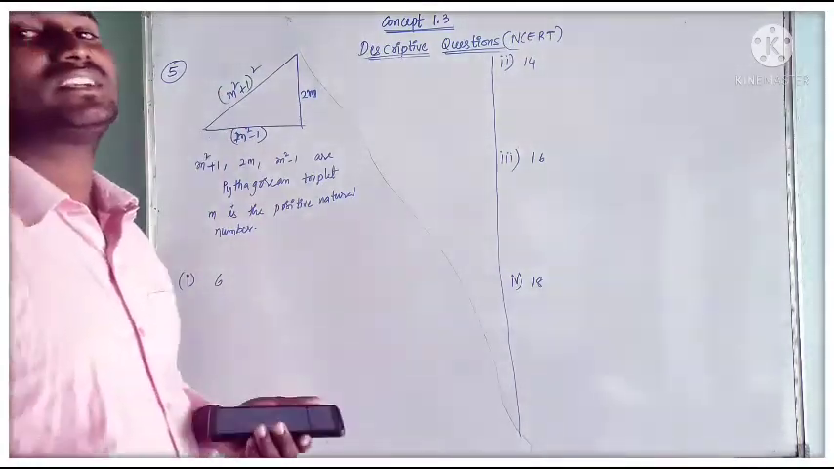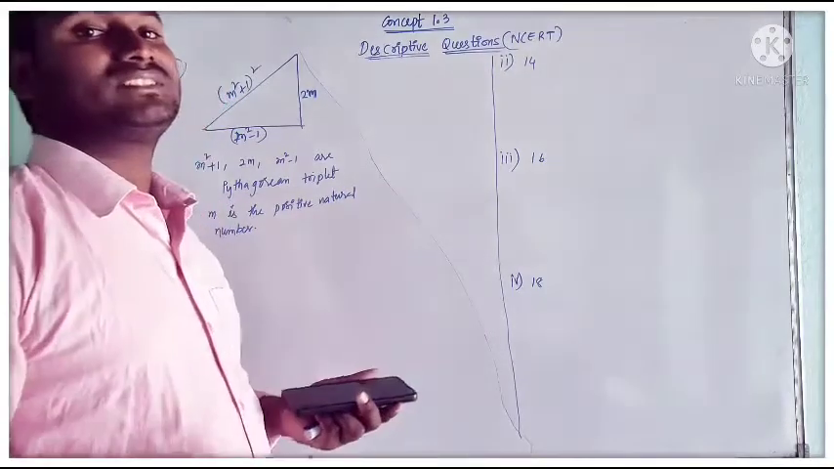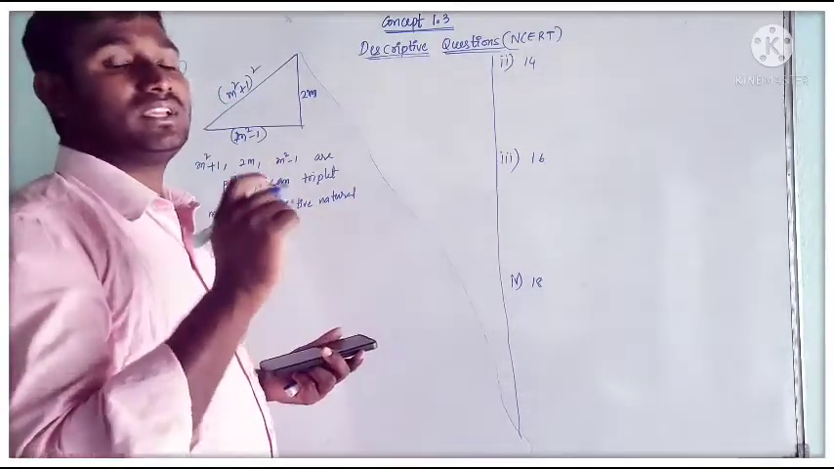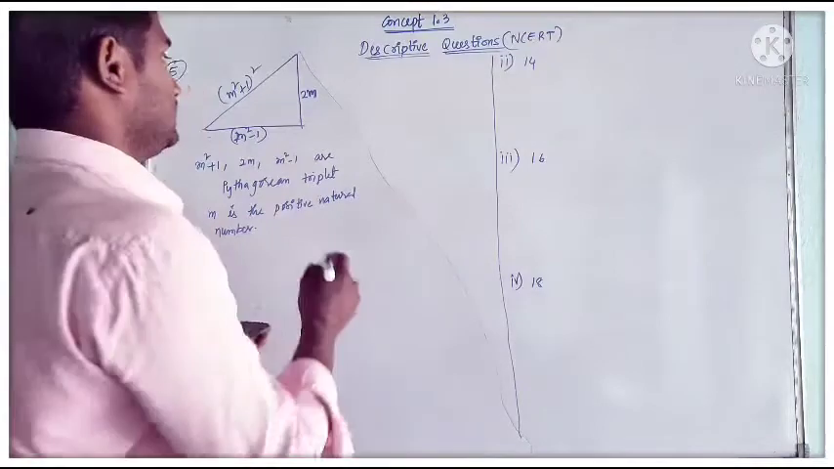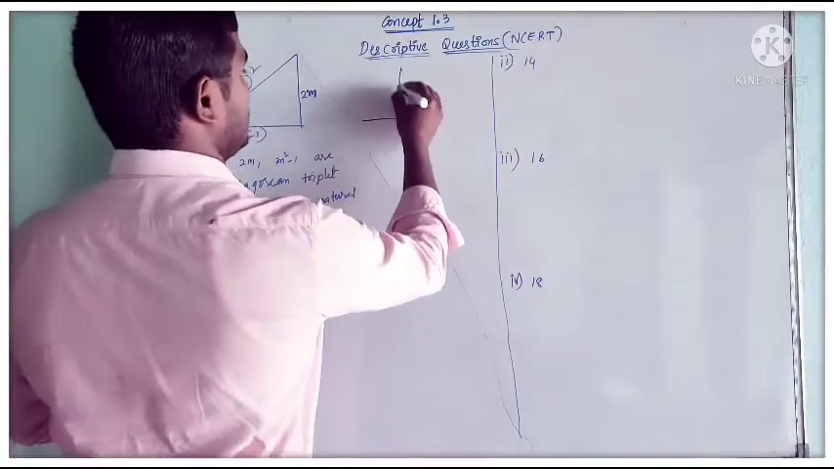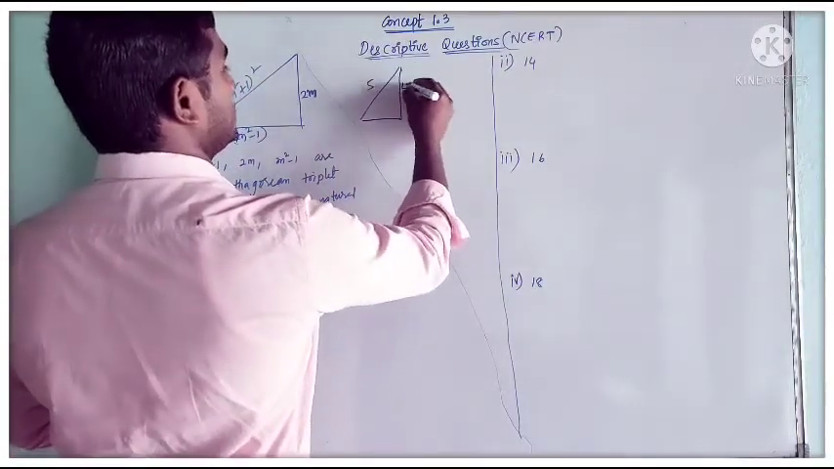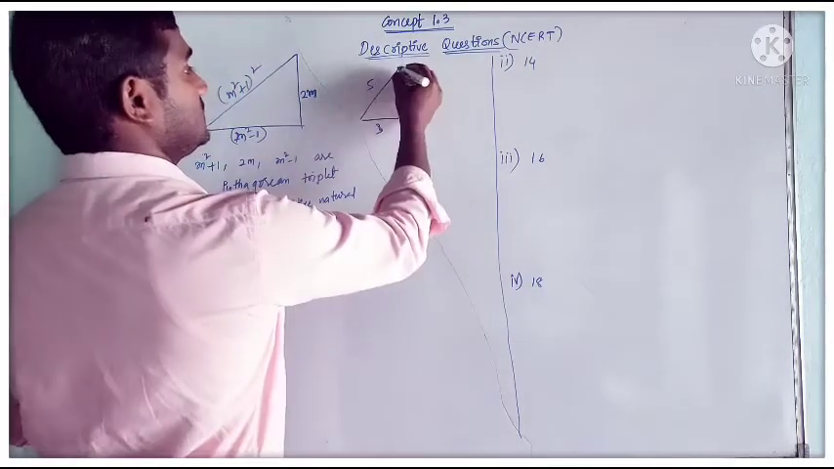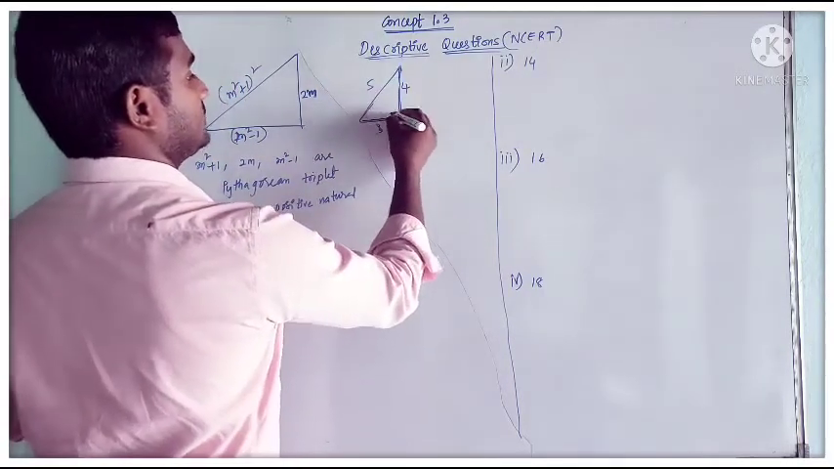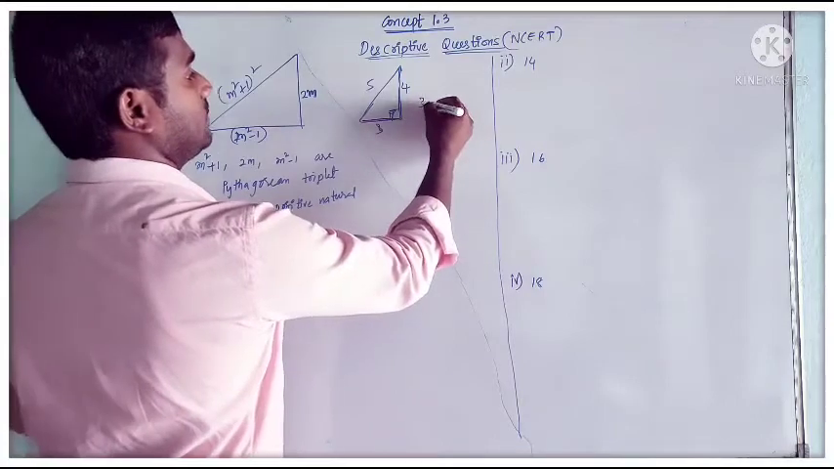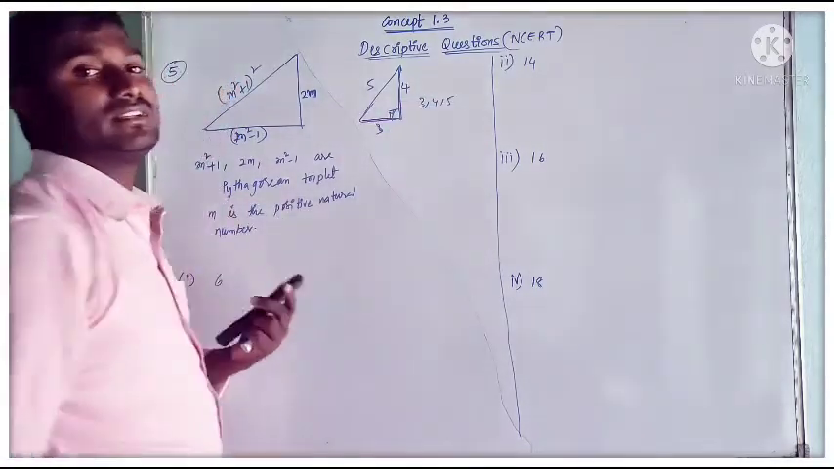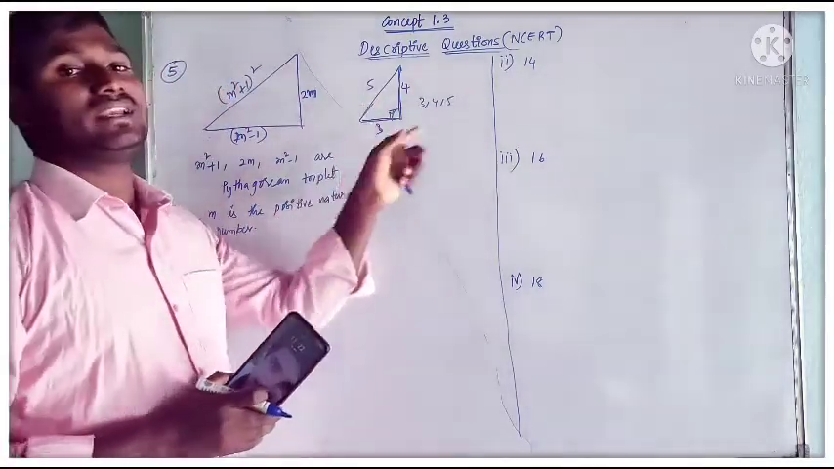So a Pythagorean triplet is nothing but three numbers that must be the sides of a right angle triangle. Suppose, we know that if it is 5, this is 4, this is 3. So these three are the right angle triangle's measures. Yes, so these 3, 4, 5 are a Pythagorean triplet. They must be the sides of a right angle triangle.